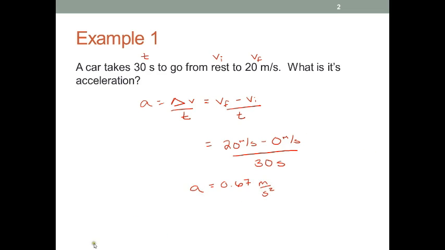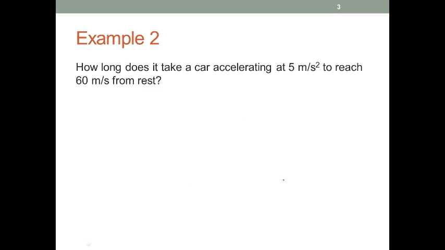The second example we're going to do is also using acceleration, but instead of finding the acceleration like we did in the last example, we are going to find a time. Okay, so acceleration is a change in velocity divided by time. The key to know that we're looking for time here is how long, right? How long, it's asking about a time.